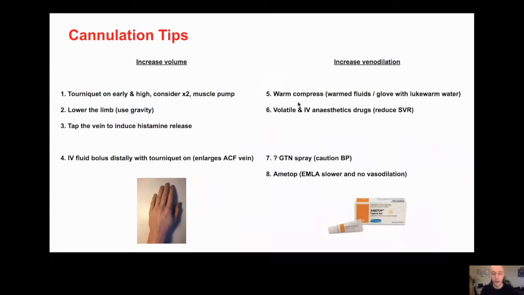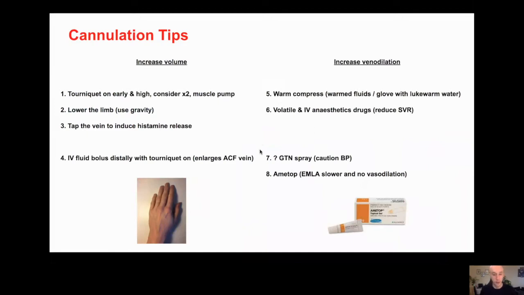Other things that cause venodilation are IV anesthetic and volatile drugs. So this is why patients who may have been difficult to cannulate, they come to theatre, and then when they come back, they've got a grey in. It's because the drugs that we've given them make their veins bigger, and also they're asleep. That's a trick. Don't tell anyone.